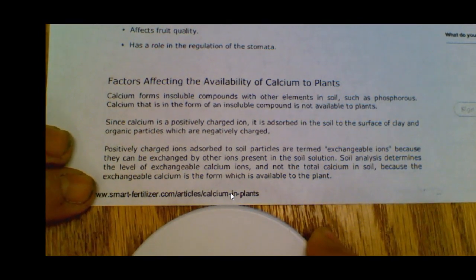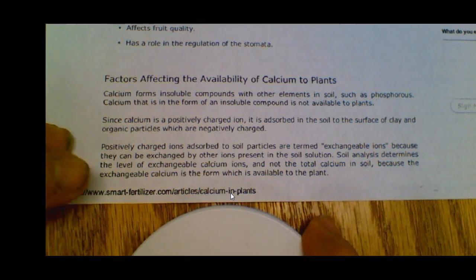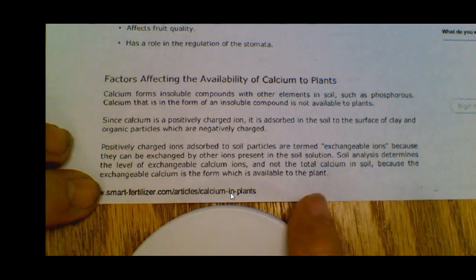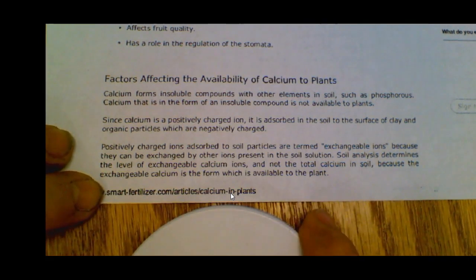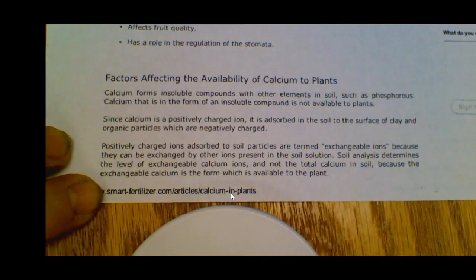So positively charged ions that are adsorbed to the soil particles are termed exchangeable ions because they can be exchanged by other ions present in the soil solution. So your soil test or soil analysis determines the level of the exchangeable calcium ions and not the total calcium in the soil, because your exchangeable calcium is the form which is available to the plant. So that's why they look at the different methods for extraction with different soil types.